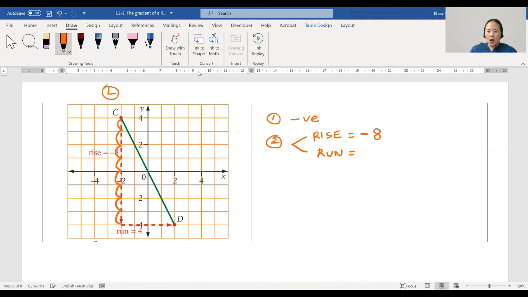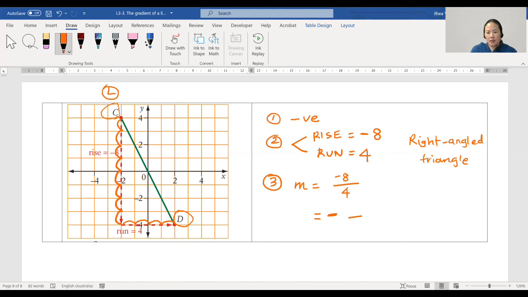Now, before I count rise and run, you need to really create a right angle triangle with the 2 points. Okay? In this case, points C and D. And then you can count your rise and you can count your run. My run is 1, 2, 3, 4. And then next, last step, finding my M, my gradient, rise over run. So -8 over 4.